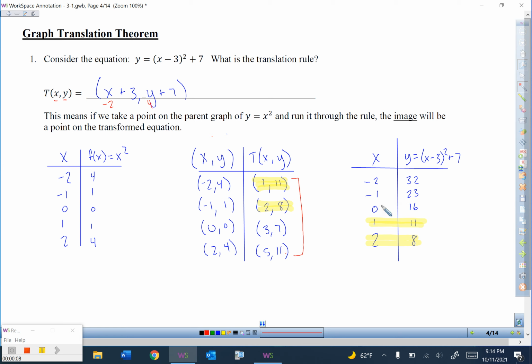The problem with that is, well, not necessarily a problem, but here it was a little bit more work to come up with that number 32, whereas with this one, all you had to do is add. With a rule and a translation, you're just adding or subtracting, and that makes this really powerful for us because we can get the transformed points really quickly using it.